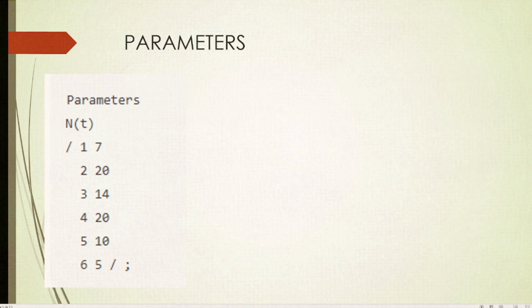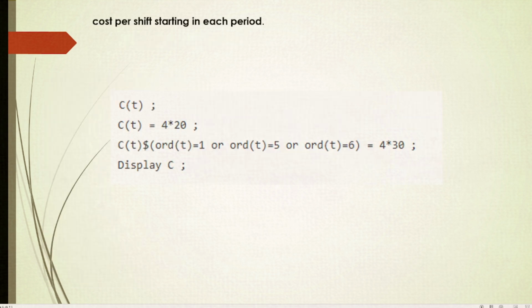on. Next, we define the cost per shift starting in each period. A shift costs 4 hours per rate in the start period, plus 4 hours per rate in the next period. In daytime, the rate is 20 per hour, so a 4-hour block costs 80. In nighttime, periods 1, 5, and 6, the rate is 30 euro per hour, so a 4-hour block costs 120. This block assigns the cost to each period, depending on whether it's night or day.